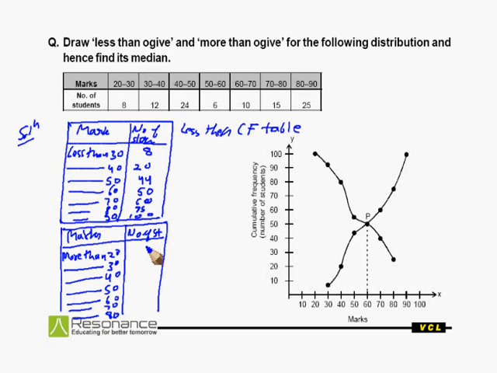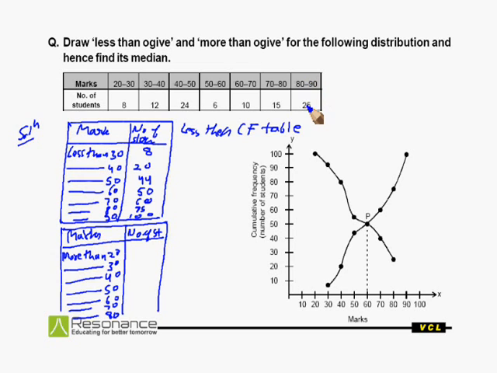So while finding the number of students in the more than cumulative frequency table, we start from the bottom side. So the number of students whose marks are more than 80, that is more than 80 means the number of students whose marks lie between 80 to 90. So the number of students whose marks are more than 80 lies between 80 to 90.